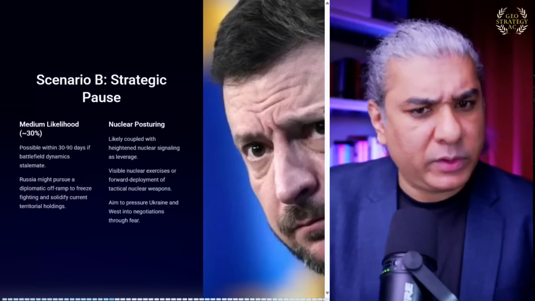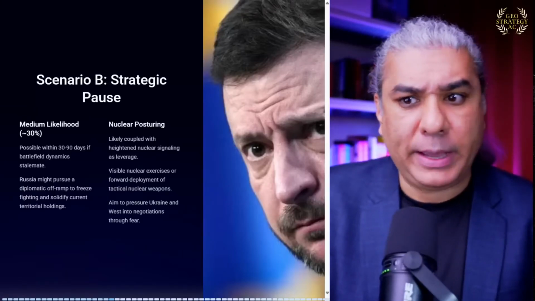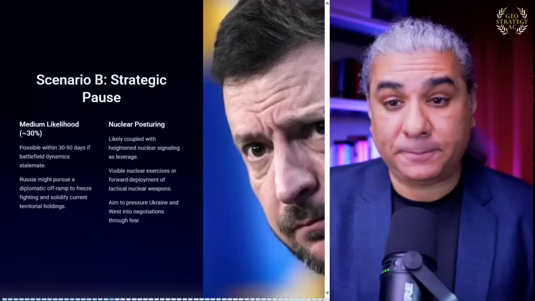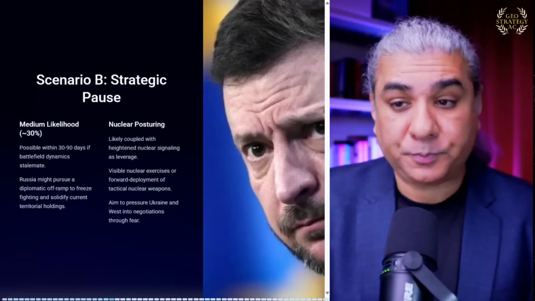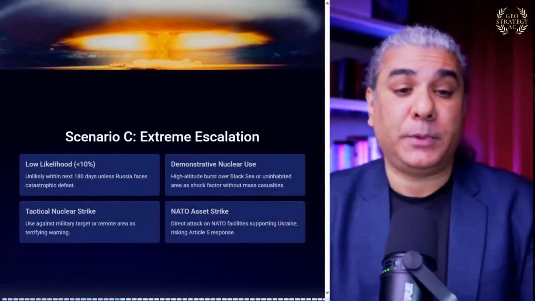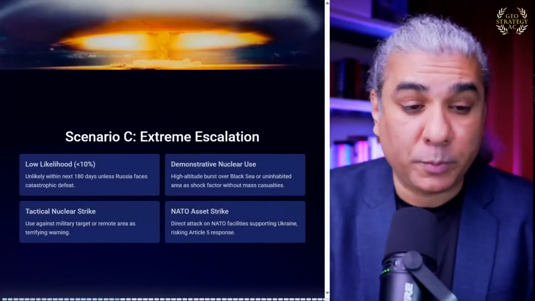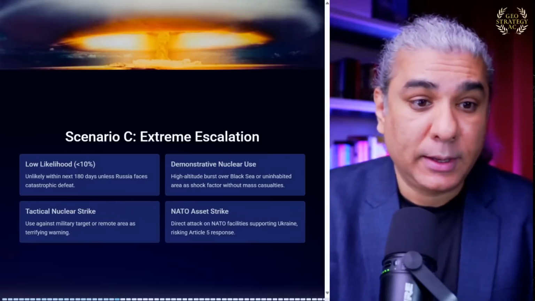So this is scenario B, which has, in my opinion, 30% probability, based on the way things have gone for Russia thus far in the past week or so. Now, what's the last scenario? That is extreme escalation. Now, that's a scenario nobody wants to see. It's got a low likelihood, less than 10%, I hope. Yeah, that's how I see it.